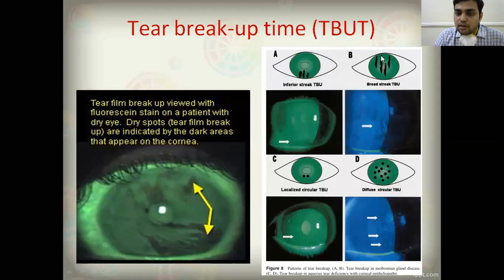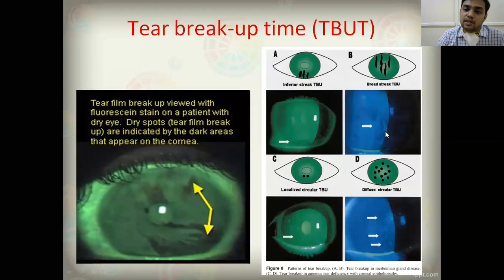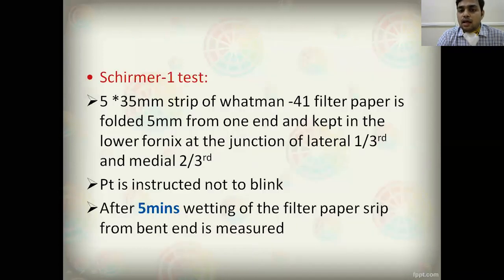We calculate the time interval between the complete closure of the eyelids and after opening it. If the time interval is between 15 to 35 seconds, that is a normal range. If these blind spots appear within 10 seconds of opening the eye, then the patient has dry eye. Here in this picture, we see an inferior streak of blind spots, whereas in this picture you see a circular type of blind spots. If the appearance of blind spots is within 10 seconds, that is an abnormal test. The patient is suffering from dry eye.